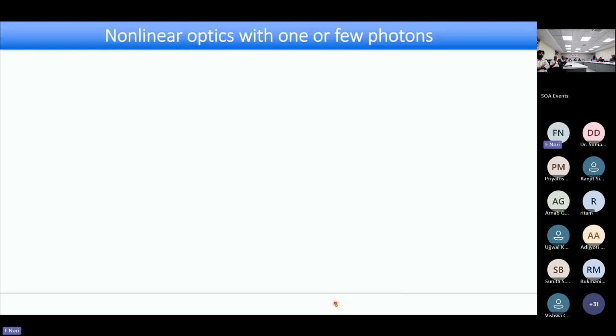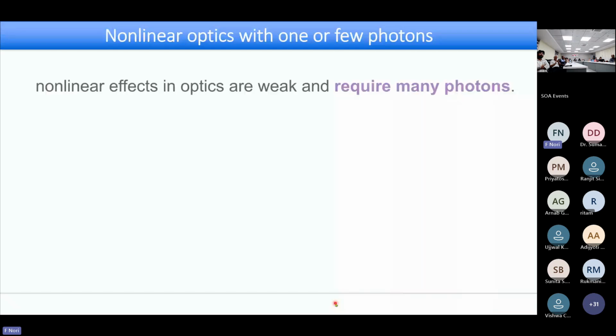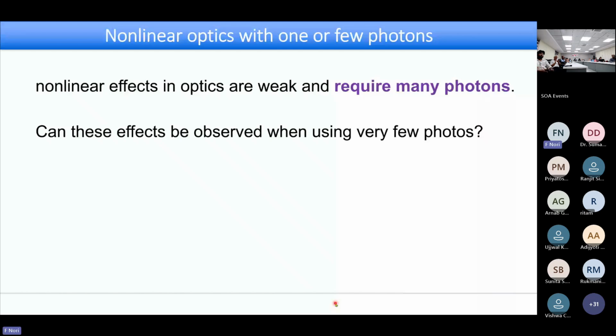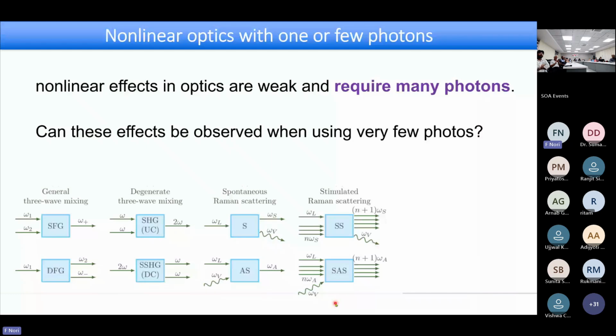And then at the end, we'll be talking about nonlinear optics with one or few photons, because nonlinear effects in optics are weak and require many photons. And then these effects can be observed with, the question we're asking is, what can you see when you have very few photons?